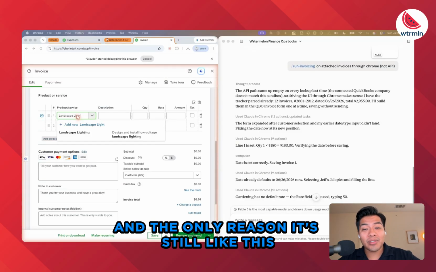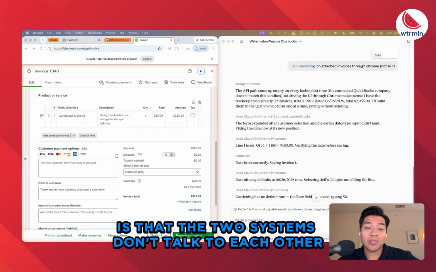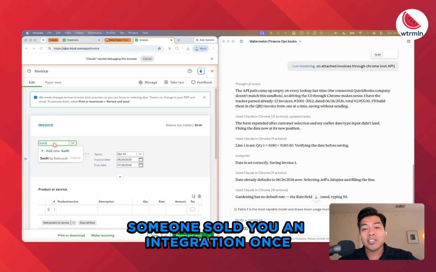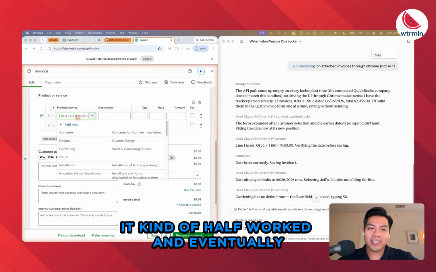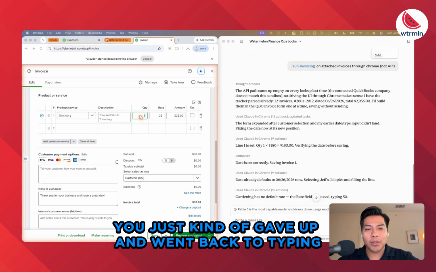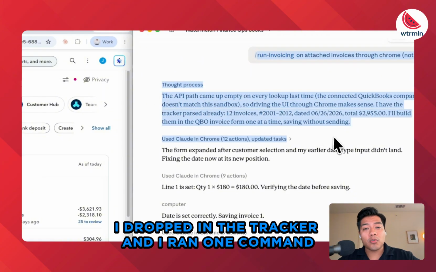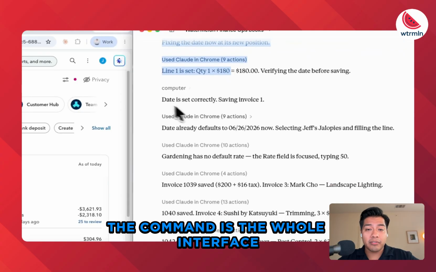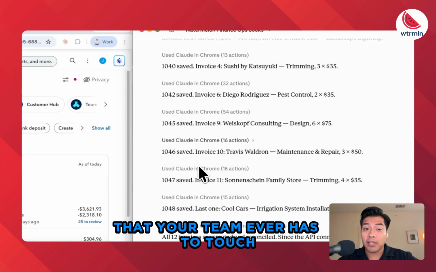And the only reason it's still like this is that the two systems don't talk to each other. Someone sold you an integration once, it kind of half worked, and eventually you just gave up and went back to typing. So instead of doing that, I dropped in the tracker and I ran one command. The command is the whole interface, and it's the only thing that your team ever has to touch.